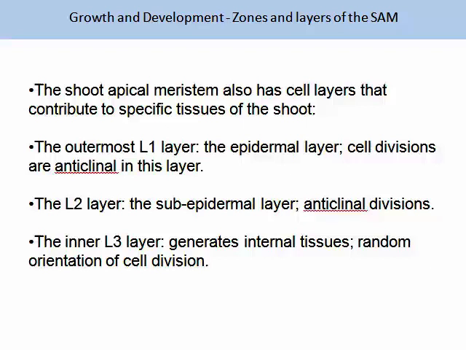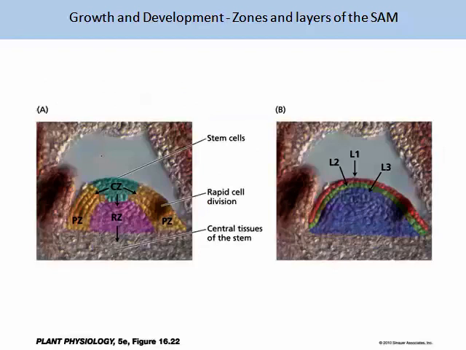While in the inner L3 layer, internal tissue is generated. Random orientation of cell division occurs in this layer. The following slide demonstrates the locations of the L1, L2 and L3 layers. Anticlinal division, while we have random orientation, helps with the shape of the stem.